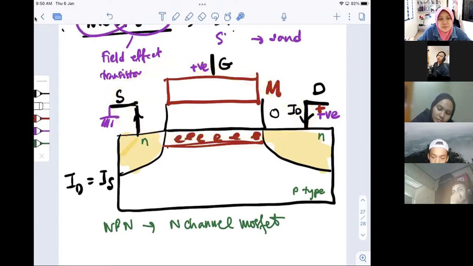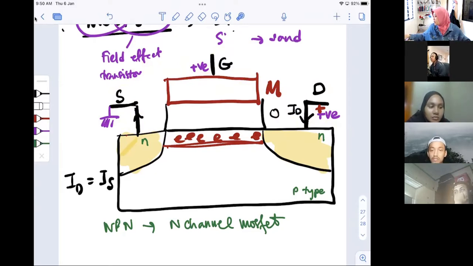So therefore you can increase the current due to two things. Number one, you can increase it through the VG, the gate voltage, and another thing you can increase is the drain voltage. And normally the source will always be ground or we make it negative. Biasa ground je lah for reference point.